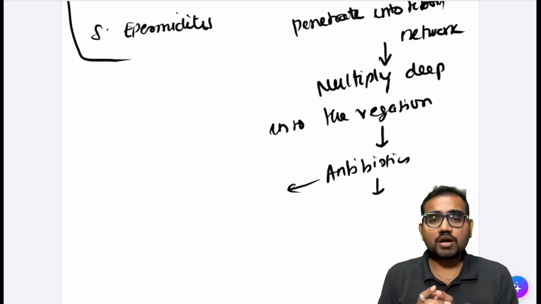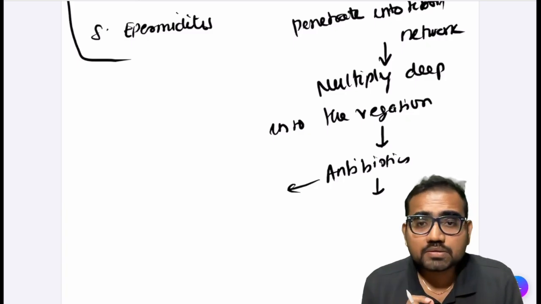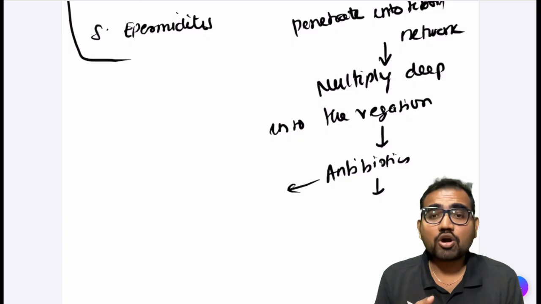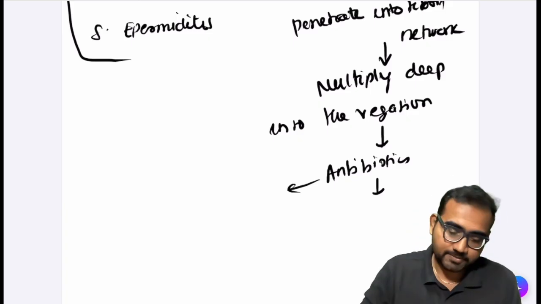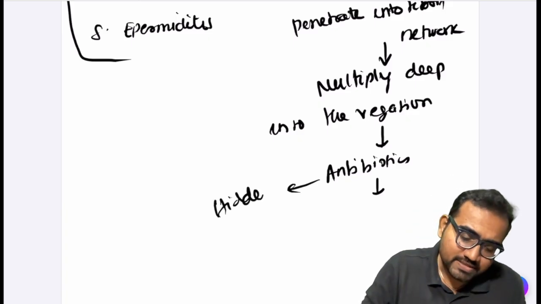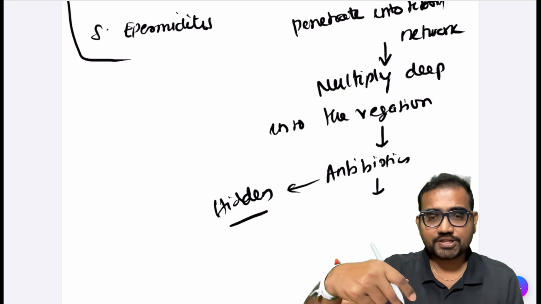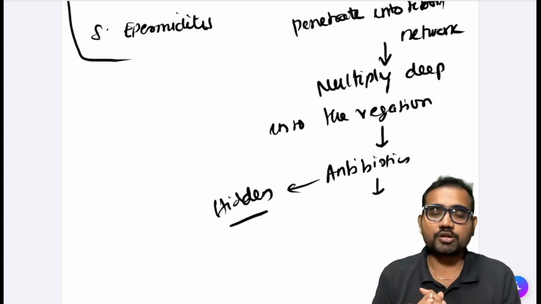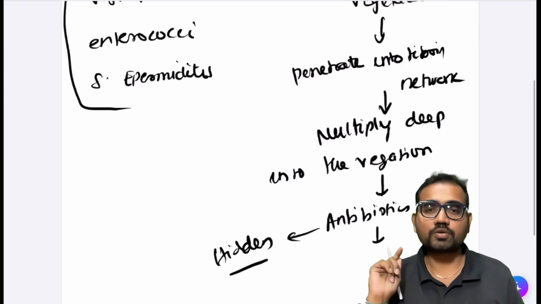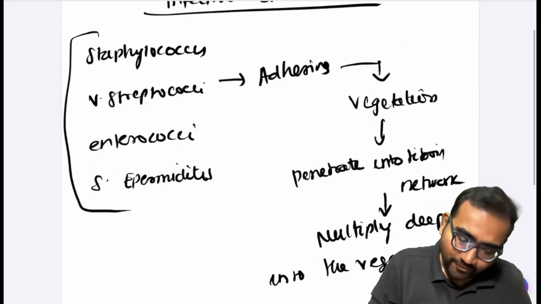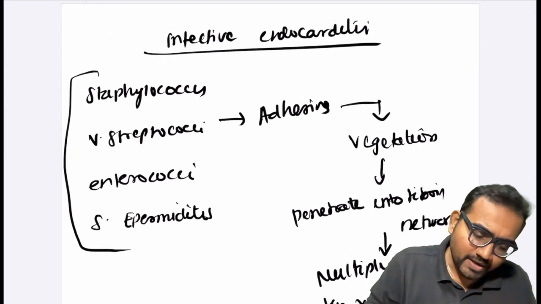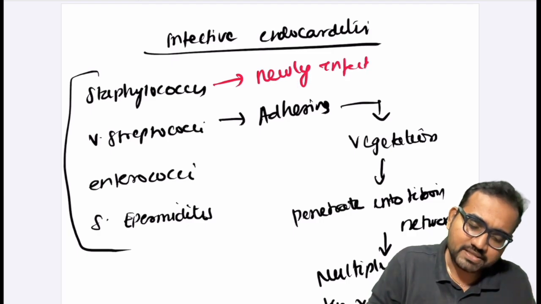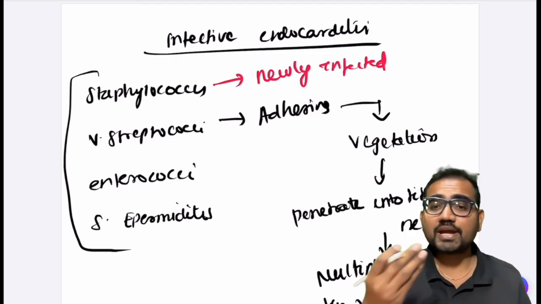Okay, so now you have to tell me that the organisms are not resistant to these antibiotics, they are hidden from the antibiotics. Since they are present very deep in the vegetations, they are protected by the fibrin network, so they are hidden from the antibiotics, they are not resistant. One key feature about staphylococcus is they invade newly formed vegetations. That is, they invade the sterile vegetations.